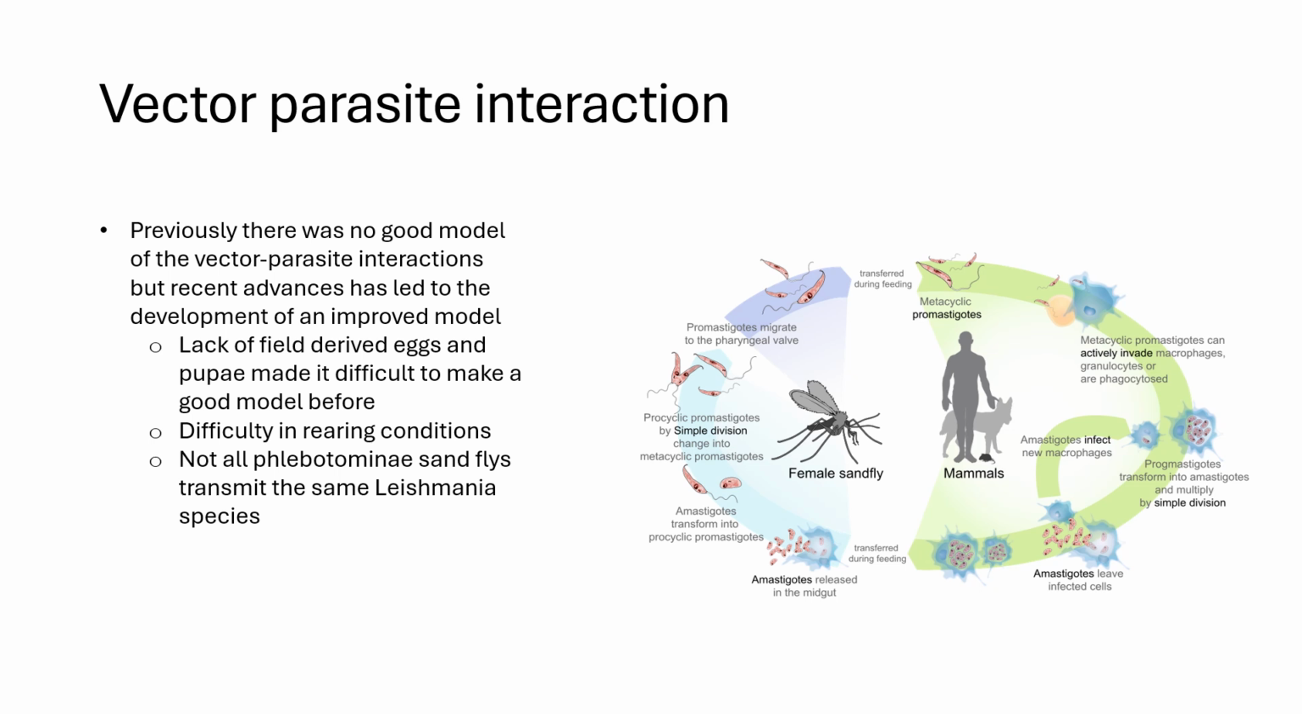So there wasn't a really good model for this before, simply because there was a lot of difficulty in the rearing conditions of the sandflies. It is very hard to grow them and contain them, and although they are mainly researched for leishmaniasis, not all phlebotomy sandflies transmit the same Leishmania species. This is because leishmaniasis is just a broad term for a disease that is caused by the Leishmania protozoan, which can take on many distinct characteristics depending on the environment as well as geographical location.